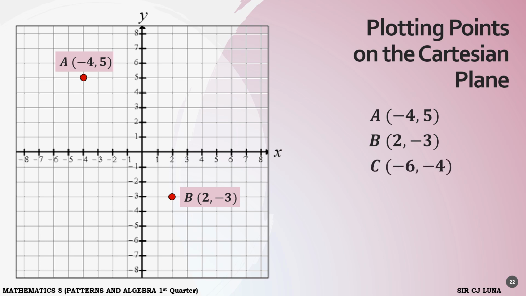Third, we have point C, negative 6, negative 4. Negative 6, negative 4 means we will move from the origin 6 units to the left and 4 units downward. So point C is located in quadrant 3. Lastly, we have point D. Point D has coordinates 7, 3. 7, 3 means we will move from the origin 7 units to the left and 3 units upward, and that is point D.